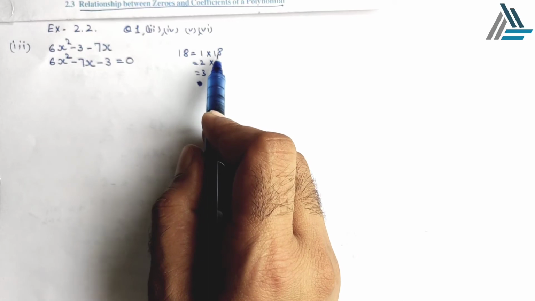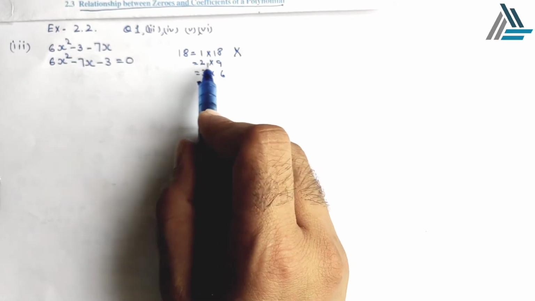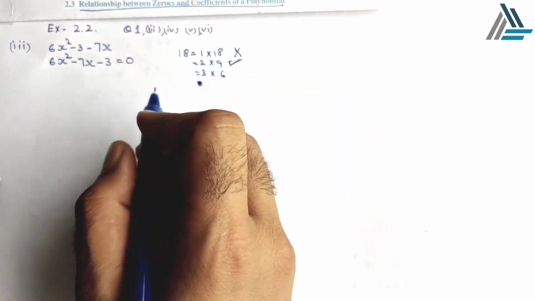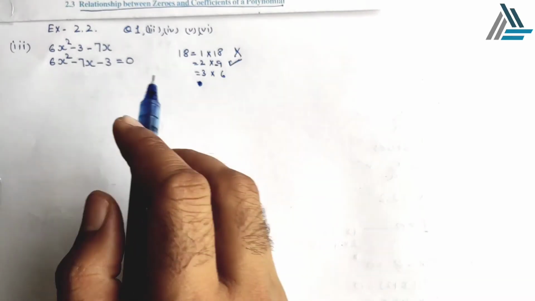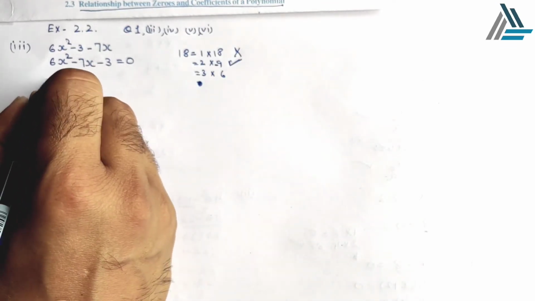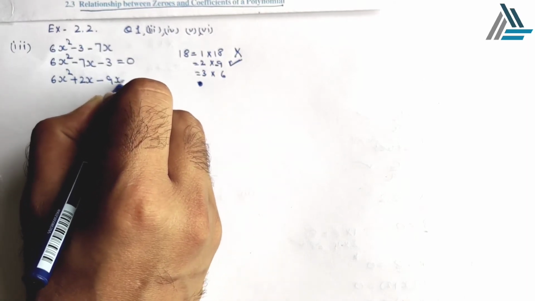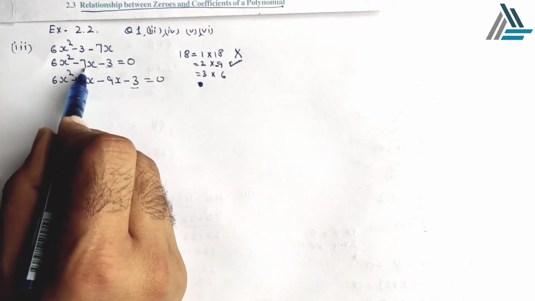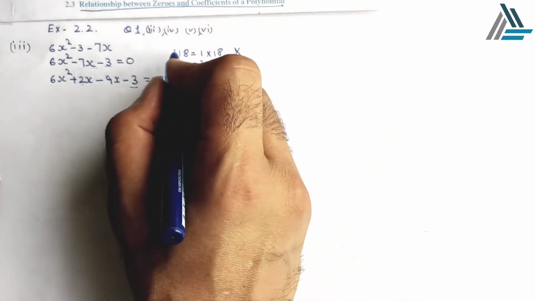Let's see first. 1 and 18: by adding we get 19, by subtracting we get 17, rejected. 2 and 9: by adding we get 11, by subtracting we get 7. Yes, this is our pair. And we have to get minus 7, so we take the greater number as negative. Hence we split this term into plus 2x minus 9x. Here we get 6x squared plus 2x minus 9x minus 3 equal to 0. See, the first and last terms are the same and we have split minus 7x as 2 minus 9 in this way.